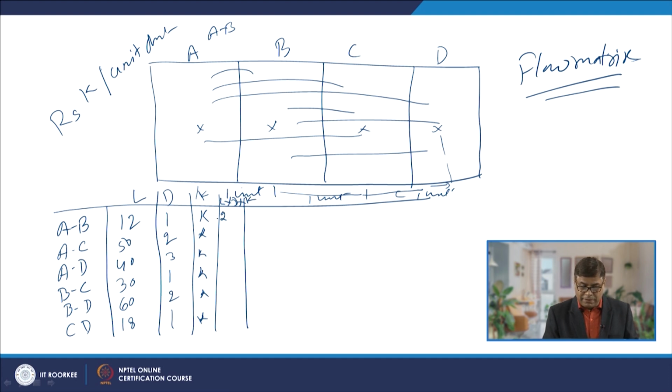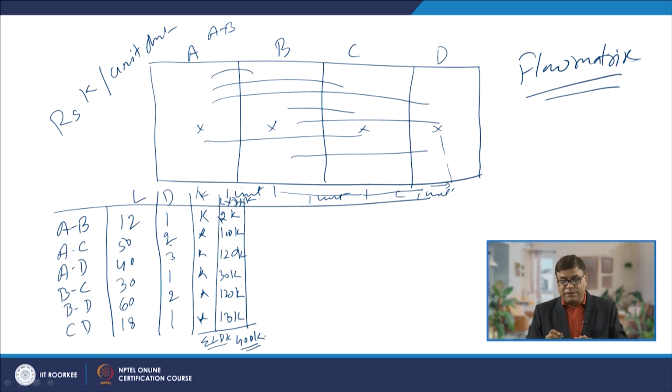So, here it will be 12 into 1 into K, 12 K first, 50 into 2, that is 100 K, then 40 into 3 into K, 120 K, then 30 into 1, 30 K, then 60 into 2 into K, 120 K, and 18 into 1, 18 K. So, the sum of all these load into distance into cost per unit length will come out to say 400 K.